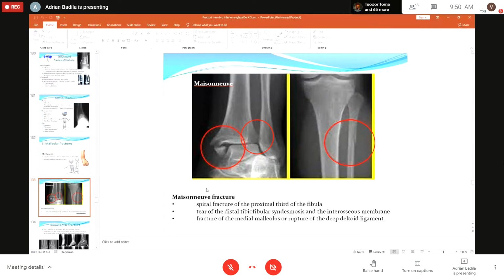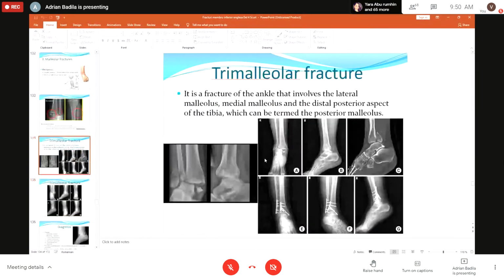So this association of three lesions is called the Maisonneuve fracture. It's a French guy, and his name means new home, new house. A trimalleolar fracture. It's a fracture that involves the lateral or peroneal malleolus, the medial or tibial malleolus, and another fracture on the distal posterior region of the tibia, which is the so-called posterior malleolus. In this case, it's a trimalleolar fracture.